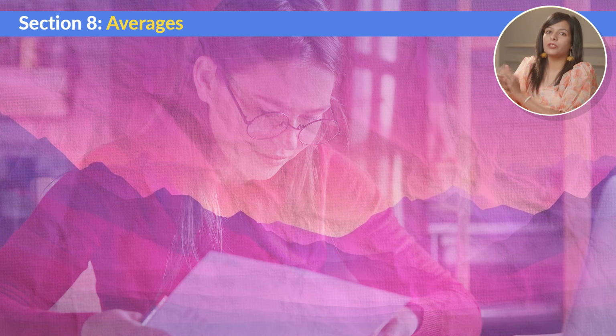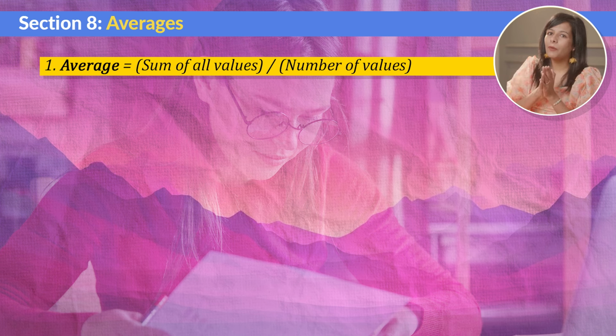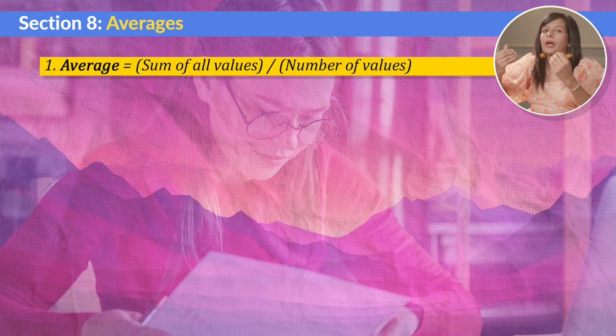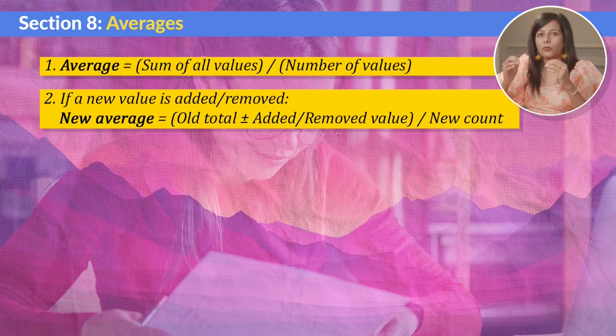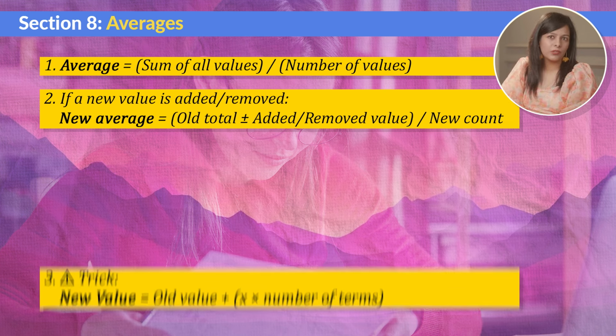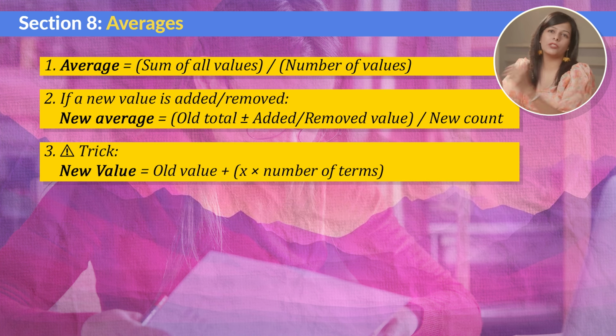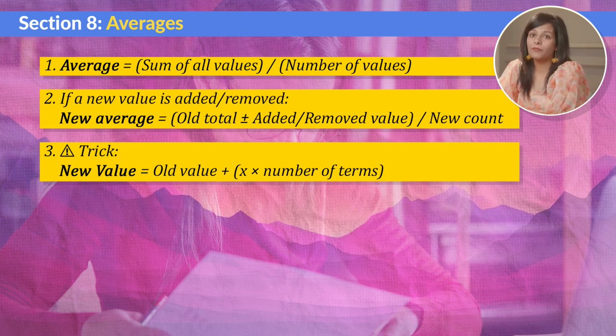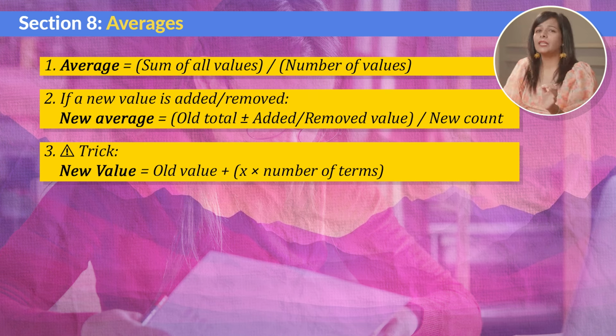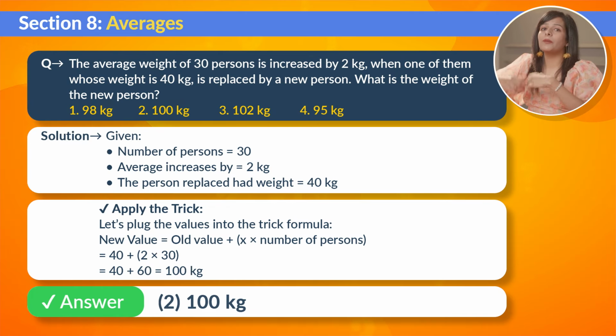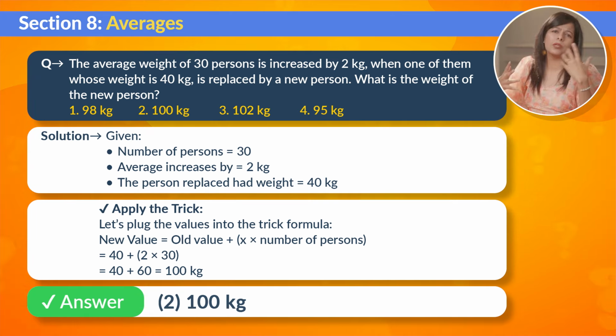Finally, let's discuss averages. The formula is simple. Sum of all values divided by the number of values. If a new value is added or removed, the new average is the updated total divided by the updated count. Now let's talk about a common average trick that saves loads of time. When the average increases by X when a new value is added, there's a direct formula to find that new value. This is the formula. Look at this previous year question from the UGC NET exam. Using this formula will quickly give you the correct answer, which is 100 kilograms.